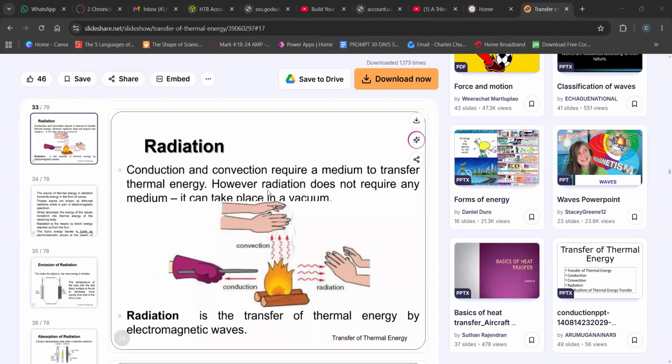Now remember this, conduction and convection must happen through what? A medium. Conduction and convection must happen through a medium. A medium is essentially either the solid, the liquid, or the gas that the transfer is happening through. But when you don't have a medium and heat is still transferred, then you have radiation. A very classical example of radiation is the sun.